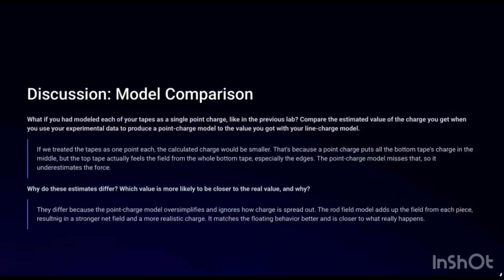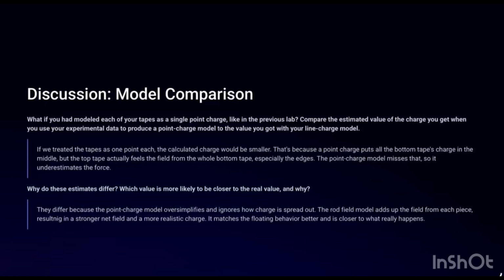For the first discussion question, if we treated the tapes as one point each, then the calculated charge would be smaller. That is because a point charge puts all of the bottom tape's charge in the middle, but the top tape actually feels the field from the whole bottom tape, especially on the edges. So the point charge model misses that, and it underestimates the force.